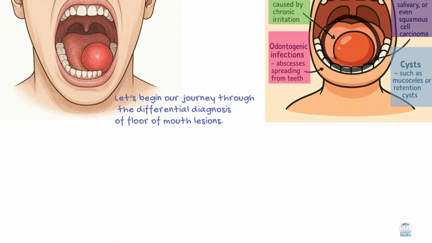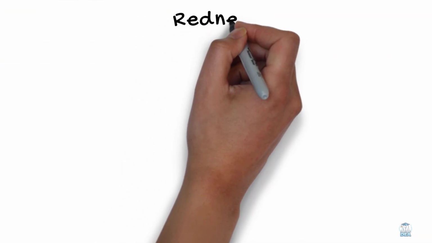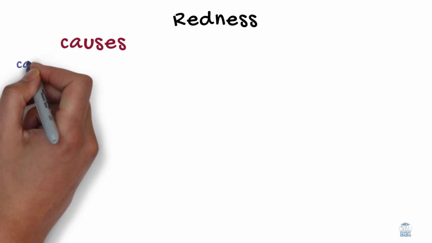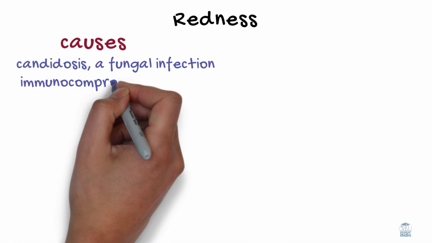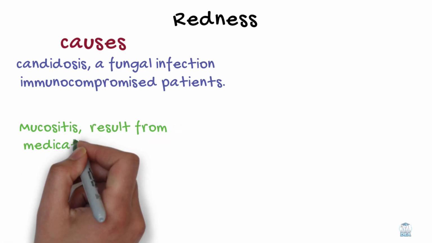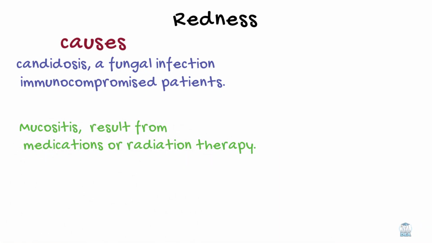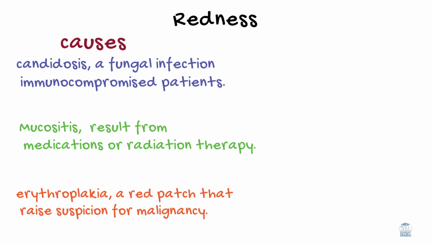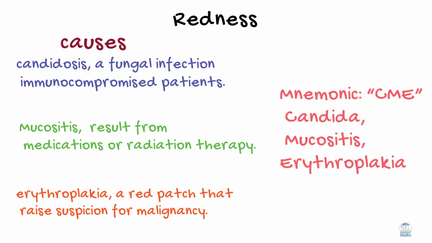Now, if instead of swelling, you notice redness, your thoughts should shift. Common causes include Candidosis, a fungal infection often seen in immunocompromised patients, Mucositis, which can result from medications or radiation therapy, and Erythroplakia, a red patch that must always raise suspicion for malignancy. Remember this with CME: Candida, Mucositis, Erythroplakia.